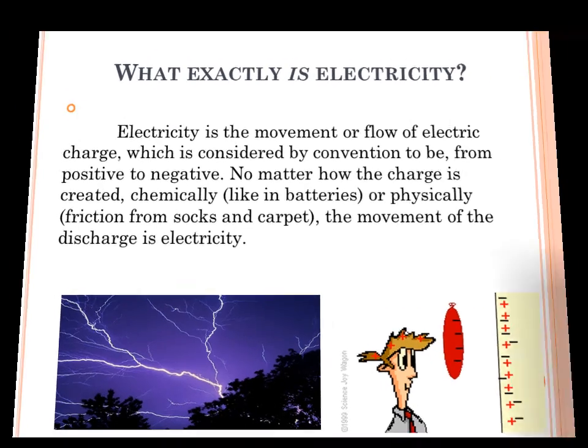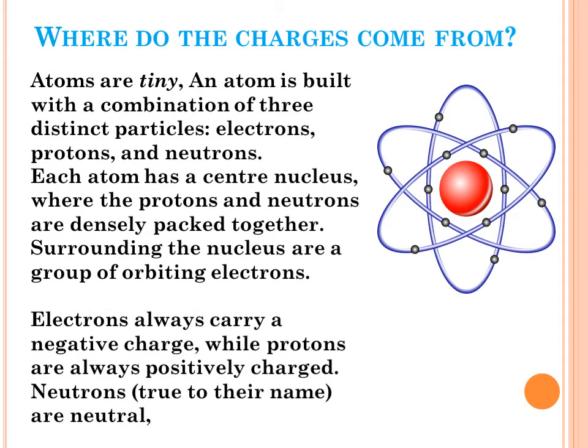The movement of the discharge is electricity. Now let's think about where the charges come from. To understand the phenomenon of electricity, we need to focus on the structure of an atom. Atoms are very tiny. An atom is built from a combination of three distinct particles: electrons, protons, and neutrons. Each atom has a central nucleus where the protons and neutrons are densely packed together. Surrounding the nucleus is a group of orbiting electrons. And we know that electrons always carry a negative charge while protons are always positively charged. But neutrons are neutral.